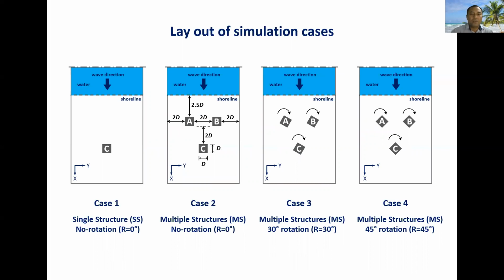There are 4 simulation cases in this study that include 1 case with single structure and 3 other cases with multiple structures to observe the effect of structure's orientation on the inundation flow and the impact force. The multiple structures were rotated 30 degree and 45 degree clockwise in case 3 and case 4 respectively.